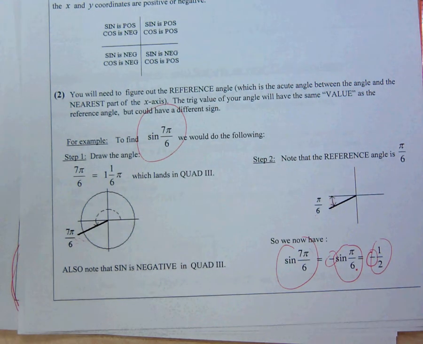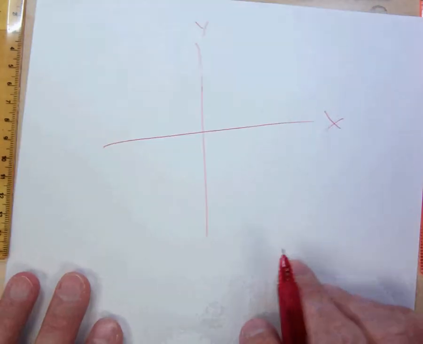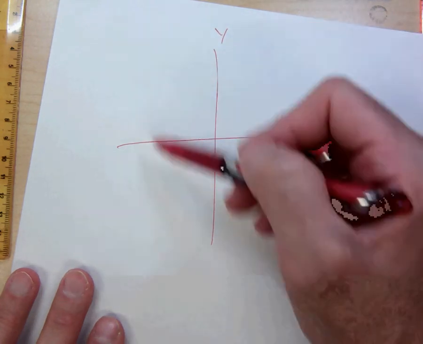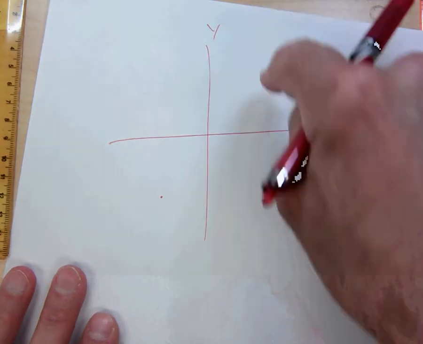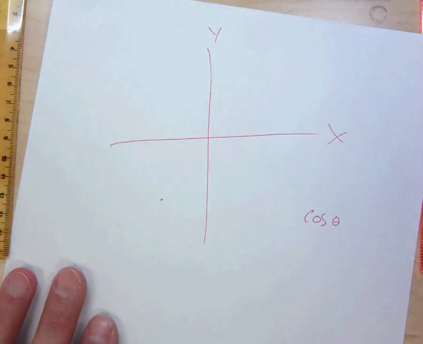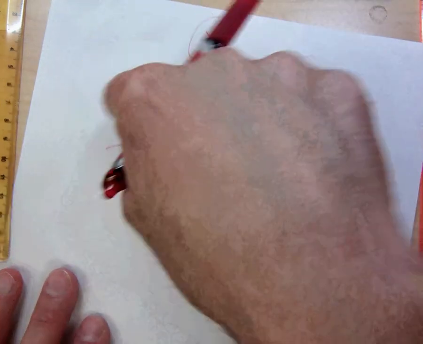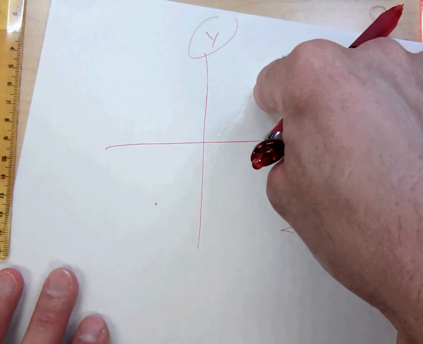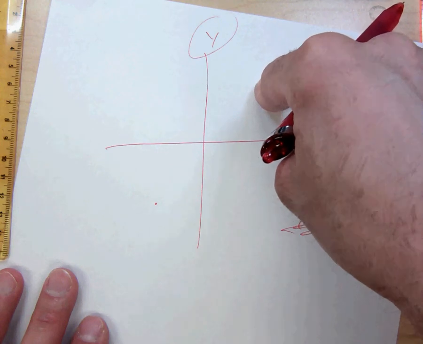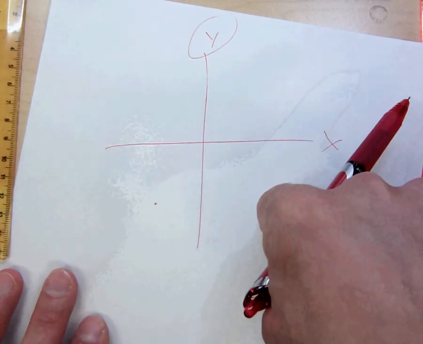Go back to elementary school when you were plotting points. Is x positive over here and here? Is x negative here and here? So isn't that the same thing with cosine of theta? Cosine of theta would be positive here and here. Cosine of theta would be negative here and here, wouldn't it? Okay, let's talk about the y values. Y is positive where? Here and here. So guess what? Sine is positive here and here. Where are the y values negative? Here and here. So where is the sine negative? Here and here. Understand that?